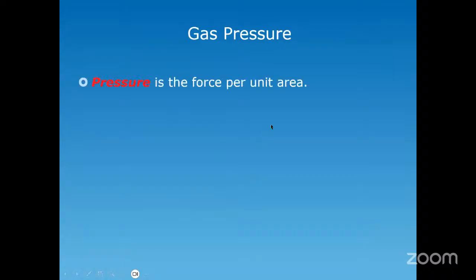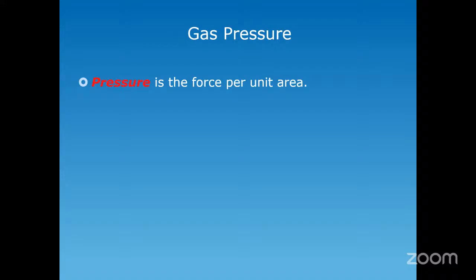We have to define that first because people tend to use pressure and force as if they mean the same thing, but they're not the same thing, right? Let me tell you what a force is. Force is basically a push or a pull, right? So if I push on, let's say, this button right here, I'm exerting force on the button, all right?